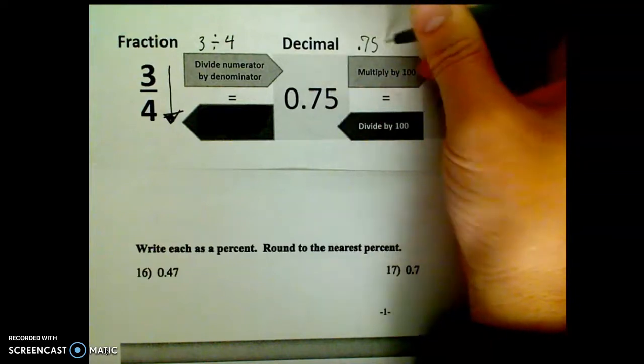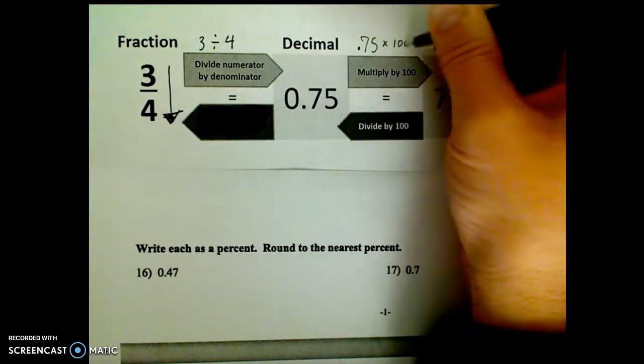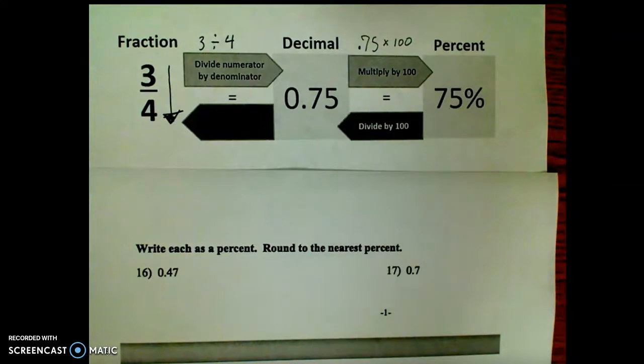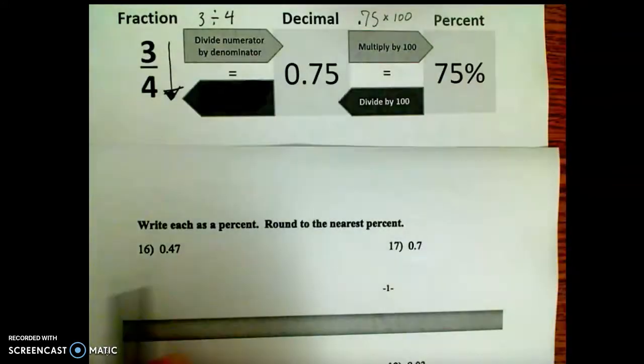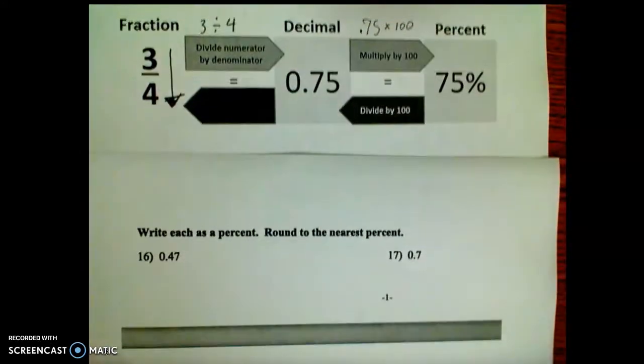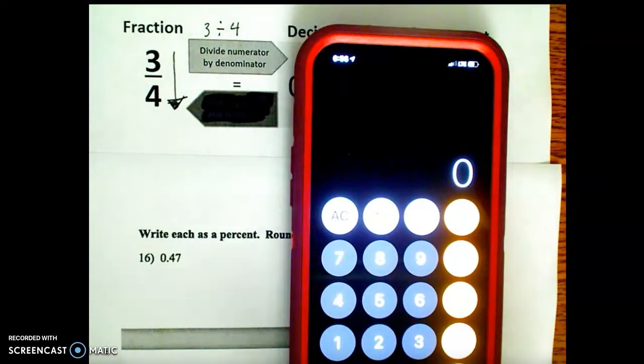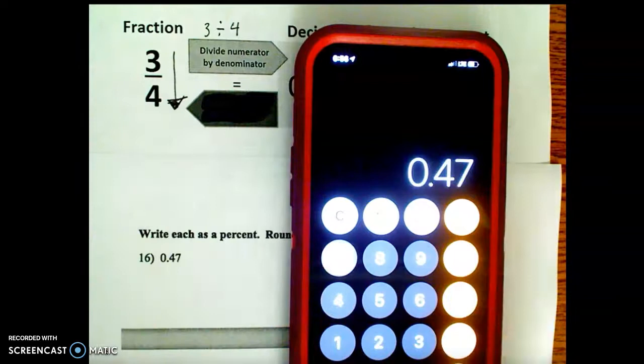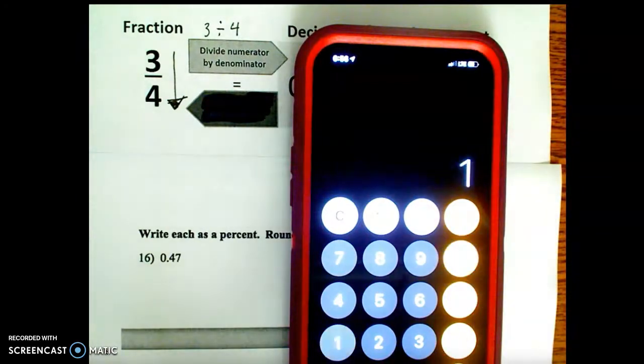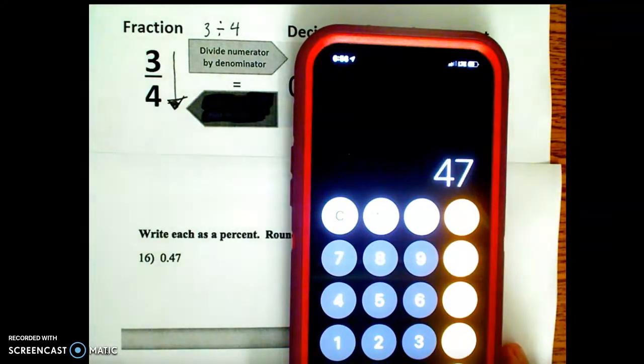0.75 times 100. Let's do that together. For number 16, I'll go ahead and type in 0.47 times 100 equals 47.